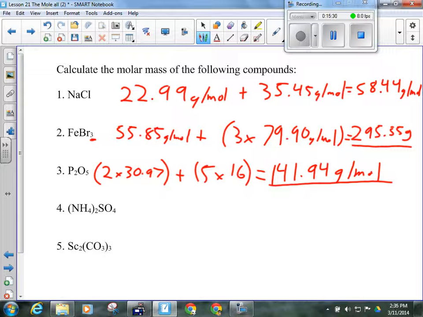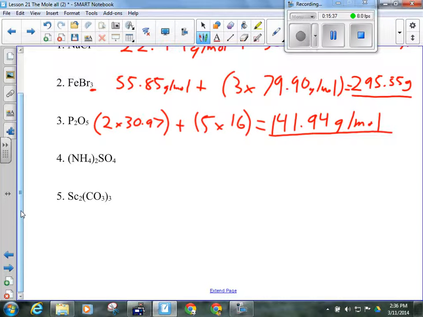Okay, how many people are done number 4? How many people are stuck on number 4? Okay. So what we have to do when we're looking at number 4 is interpret what all these little numbers mean. NH4 is ammonium. And it's in brackets, and there's a 2 outside the brackets. So that means there's 2 ammonium molecules. How many nitrogen atoms would there be in 2 ammonium molecules? 2. Okay? This is like N1H4. So there's 2 nitrogens, and how many hydrogens? 8. Okay? So that's what we have to do.